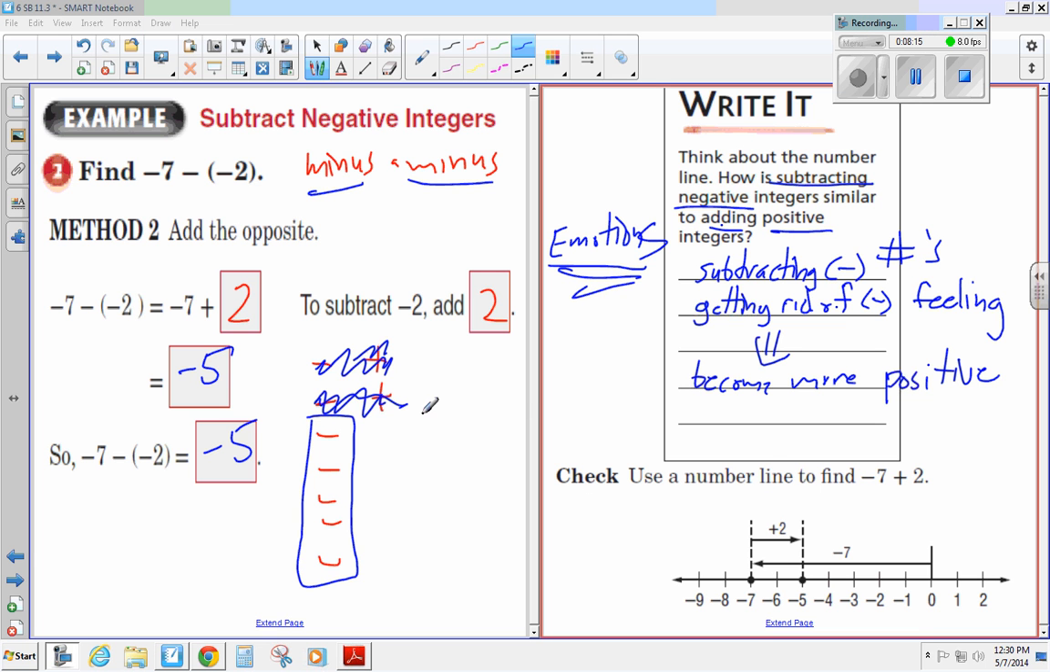All right, now back to this example here. If we used a number line, we would start at 0, and we would go 1, 2, 3, 4 to -7. And since we're adding 2, we're going to end up going to the right, and that's why -5 is your correct answer.